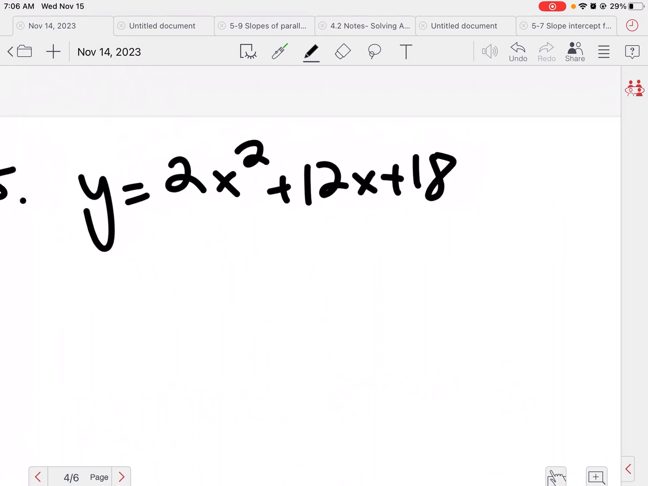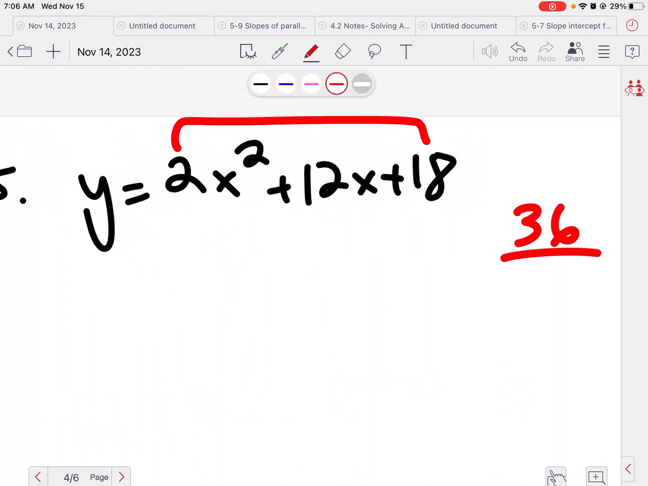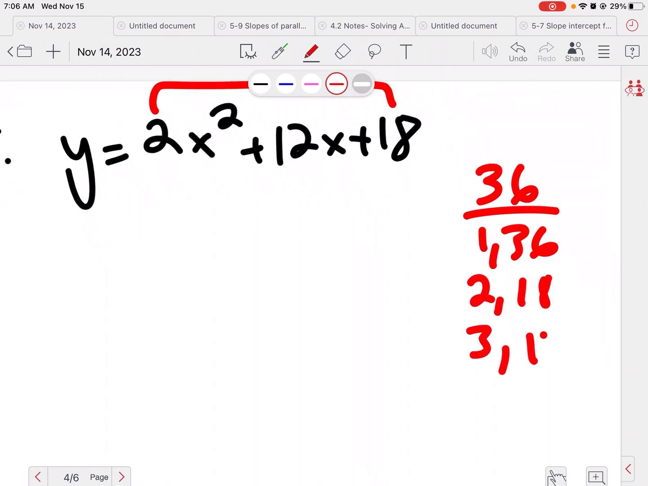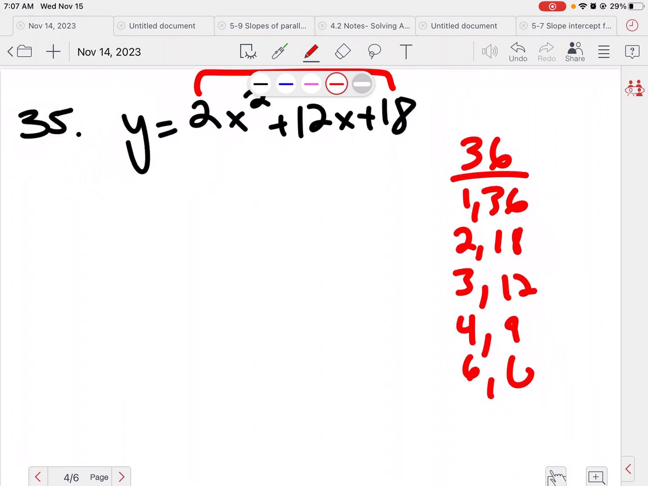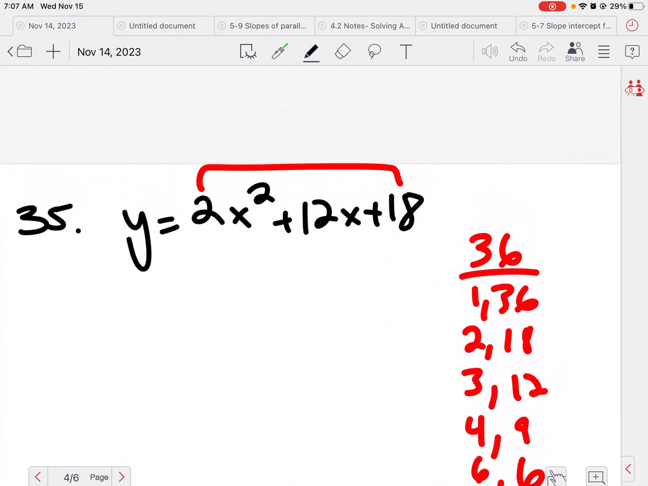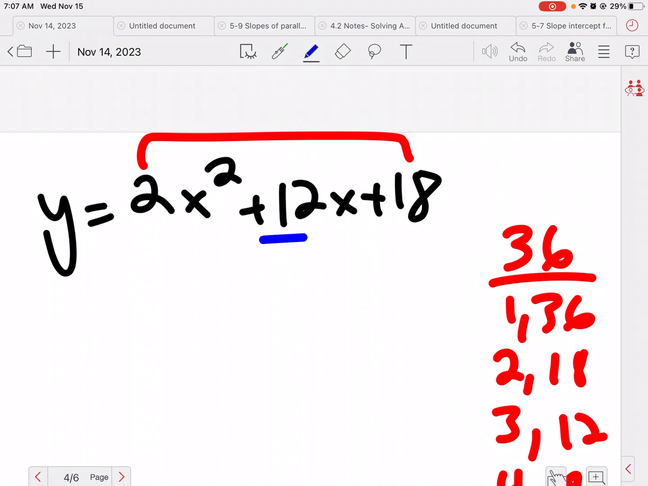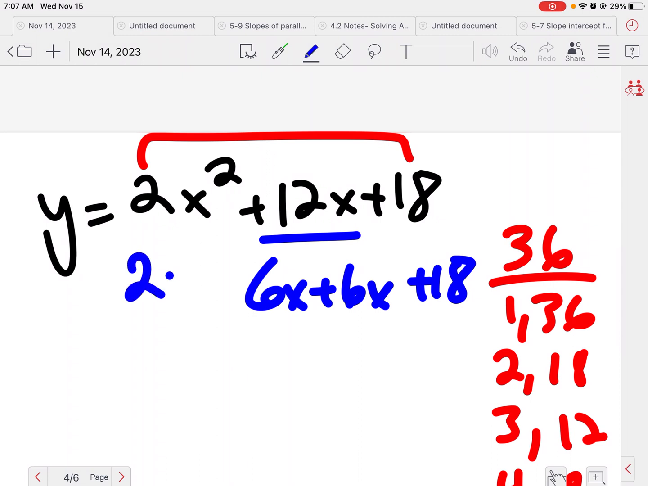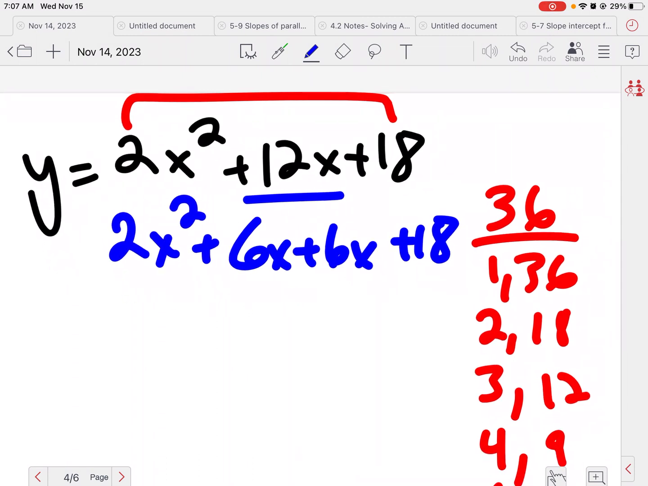All right, same thing here. We need to factor. We're going to multiply this back. That's 36. I'm trying to get 12, which we have 1 and 36, 2 and 18, 3 and 12, 4 and 9, 6 and 6. There we go. So we're going to break up this 12 to be 6x and 6x, bring down our 18 and our 2x squared. We're going to do some factor by grouping.